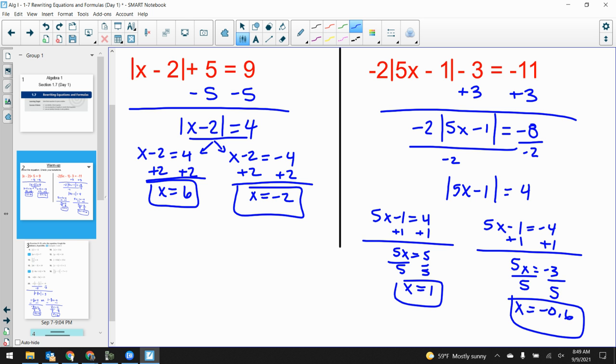It's not acceptable just to have one answer. You can't just solve the positive version and just not solve the negative version. You have to solve both versions. Questions on the warm-up?